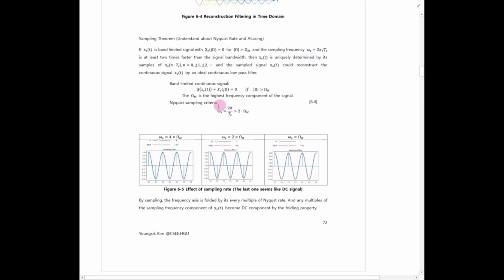The relationship between the maximum frequency of a continuous x(t) and the sampling frequency is shown here. This is called the Nyquist rate. Half of the sampling frequency is called the sampling rate. The sampling rate should be larger than the maximum frequency component. Those are the Nyquist rate conditions.